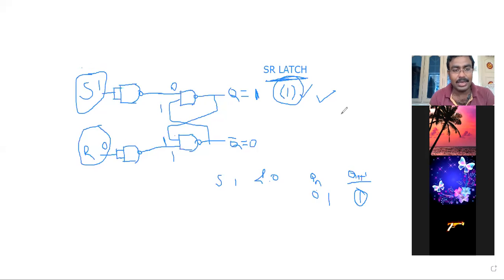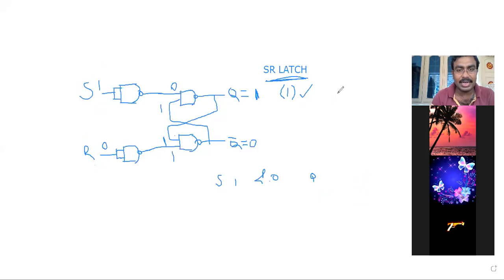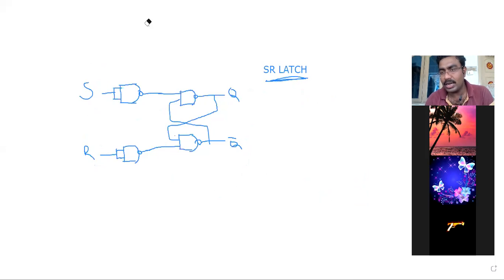In reverse, if you give reverse conditions, I will tell you how the reverse condition can be given. Wait a second, guys. If S equal to 0 is given and R equal to 1 is given, let me give that value. We have completed two conditions, guys. S equal to 0, R equal to 0.